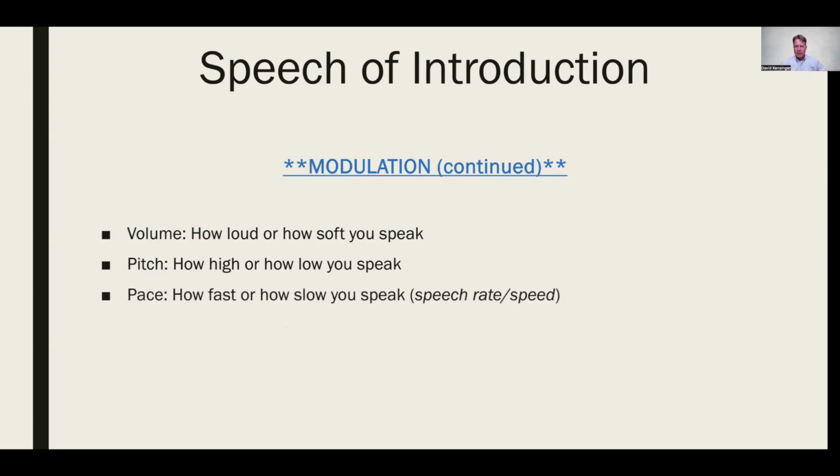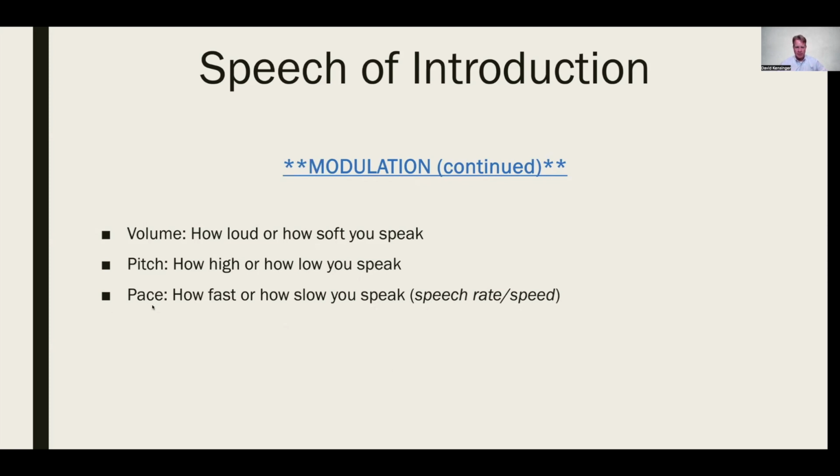Number three is a really important one, everybody. I'm kind of a big stickler with pace, how fast or how slow you speak. It's also called our speech rate, and it's our speed in terms of the way we speak. Everybody, we need to mix this up. We really, really do. I'm going to give you a public speaking gem I want you to take with you for the rest of your life.